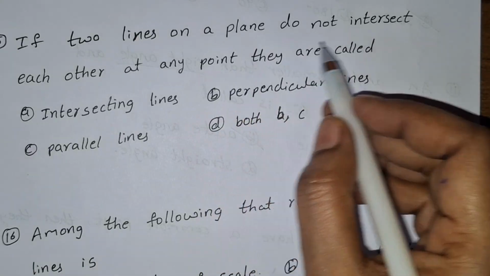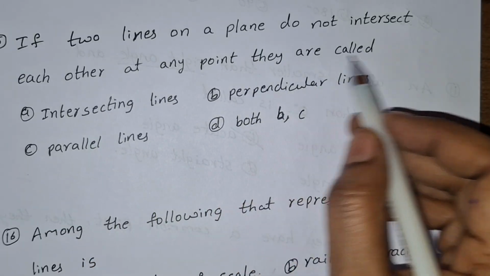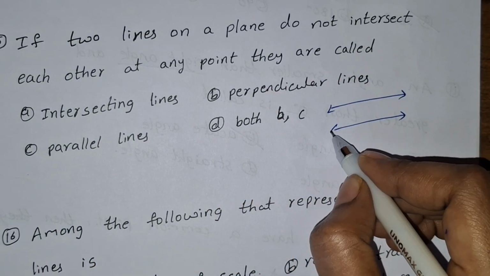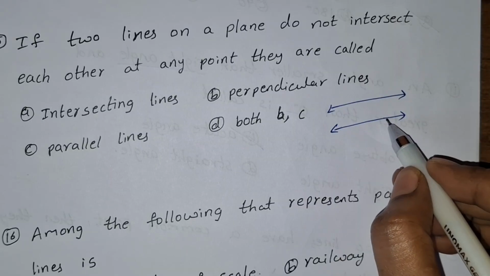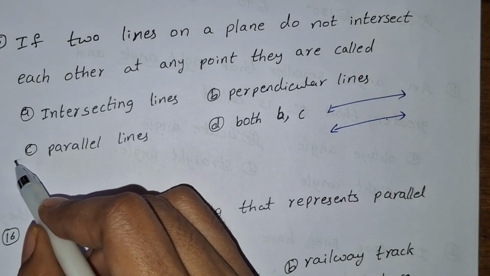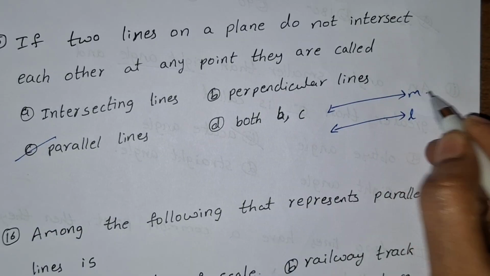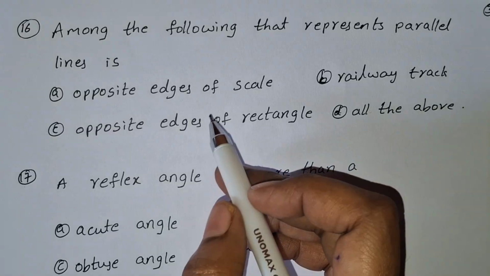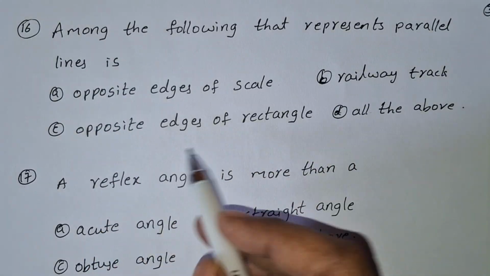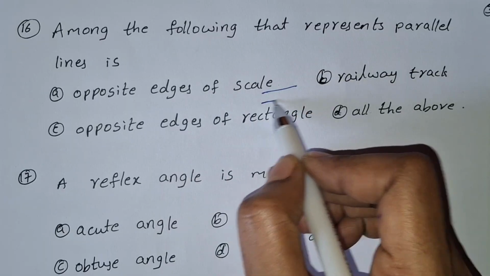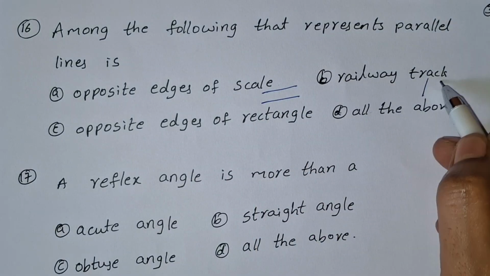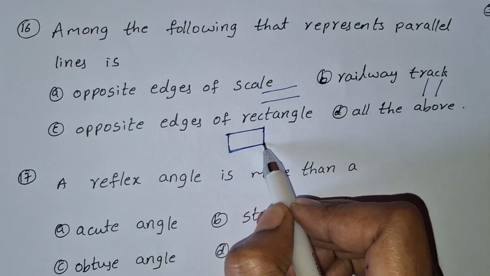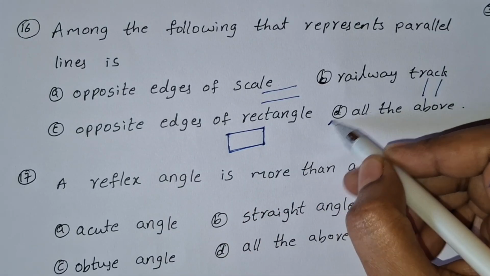If two lines on a plane do not intersect each other at any point, they are called parallel lines. Here L and M are parallel lines. Write it as L parallel to M. Among the following that represents parallel lines is opposite edges of scale, railway track, opposite edges of rectangle. Opposite sides of rectangle are parallel. So all the above represents parallel lines.